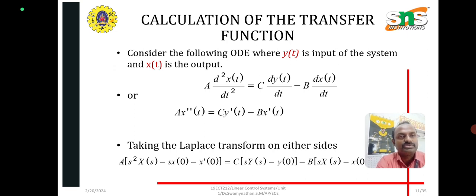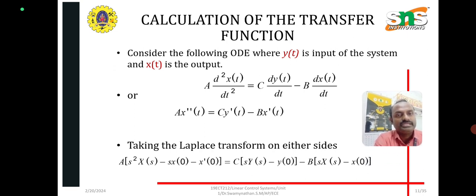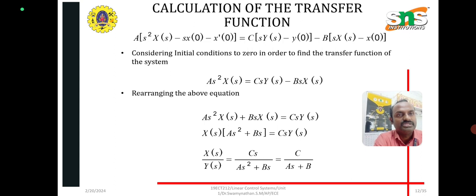We will discuss a s squared X(s) minus s x(0) minus x'(0) is equal to c into the Y term, again minus b into that term. So you just substitute, taking the Laplace transform on both sides. For the calculation of the transfer function, we will use a s squared X(s) equal to c s Y(s) minus b s X(s).